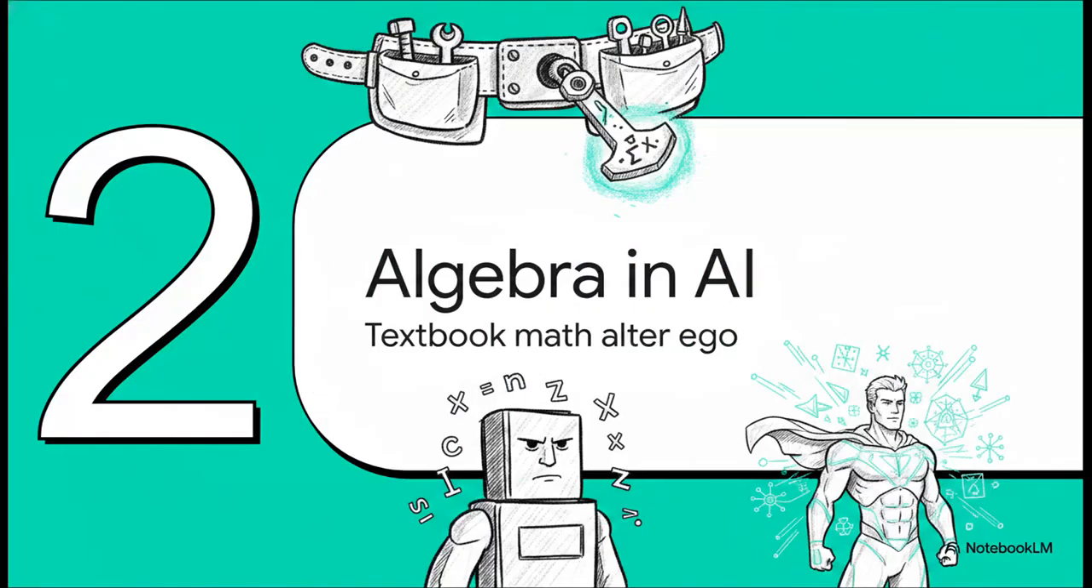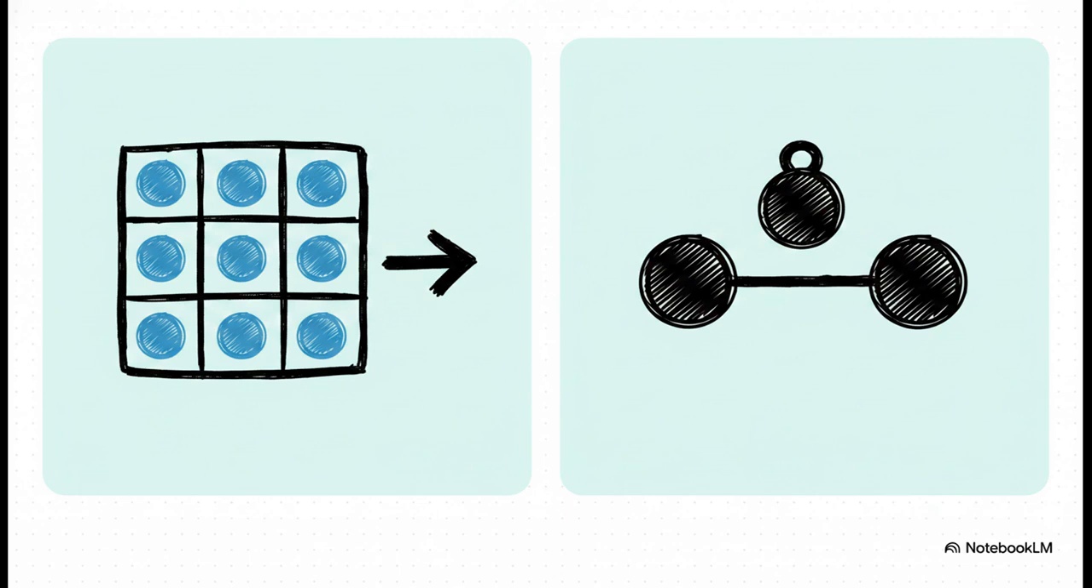Moving on to part two, algebra in artificial intelligence, finding the alter ego of your textbook math. Okay, there is a direct parallel here that literally blows people's minds. Matrix multiplication from linear algebra functions exactly like the weights in a neural network. Seriously, if you've ever sat in a classroom crunching matrices by hand and wondering, when am I ever going to use this in real life? Well, this is it. You found it. These matrices determine how strongly one piece of data influences another. So that theoretical concept you learned on a whiteboard is literally the decision-making fabric of a modern AI model.